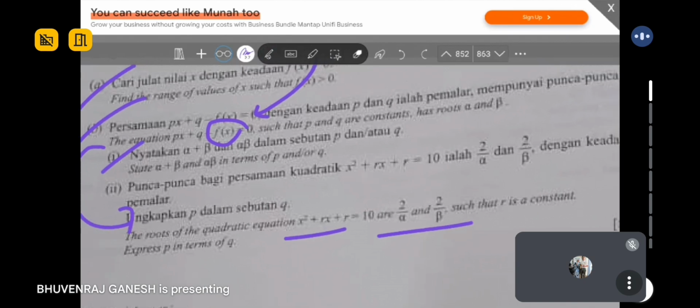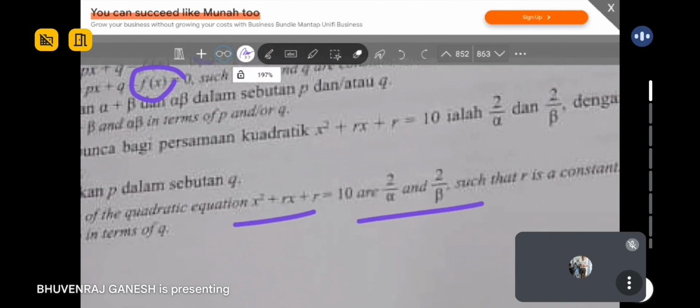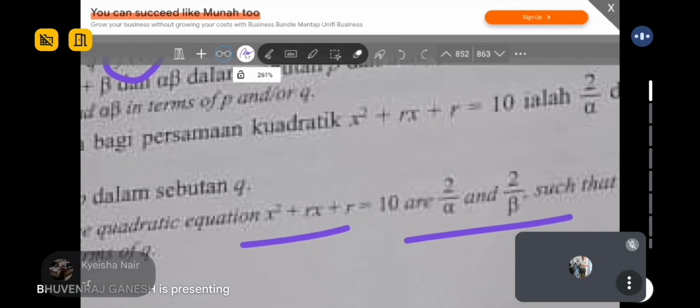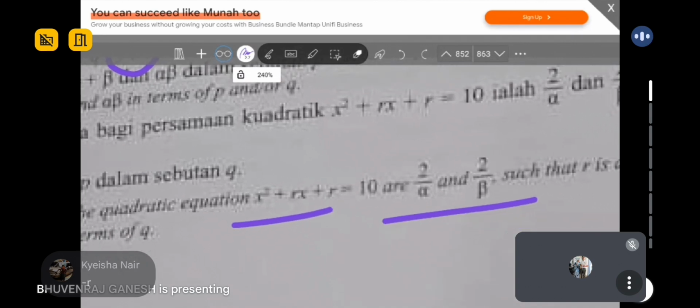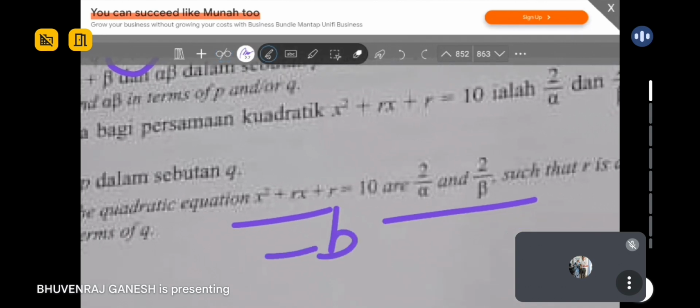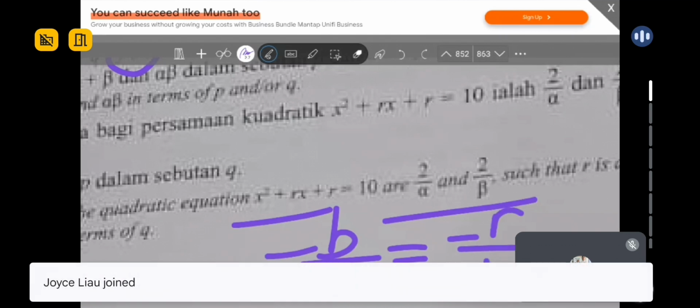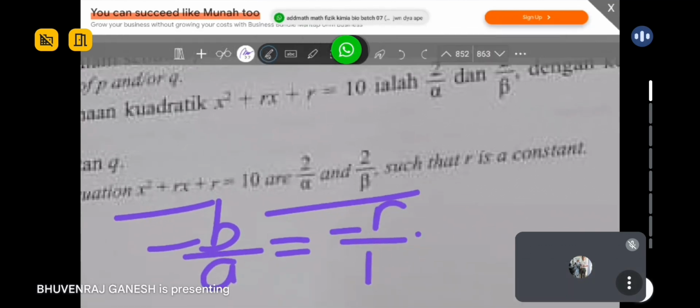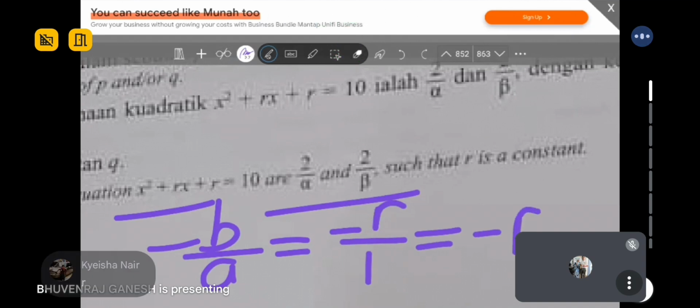So now, can anyone tell me what is your HTP value over here? SOR. Apa nilai dia untuk persamaan baru? Yes, very good. It's negative R. Why? Because our formula is negative B over A. So it's negative R over 1, or negative R. HDP guys. Hasil darab punca berapa?